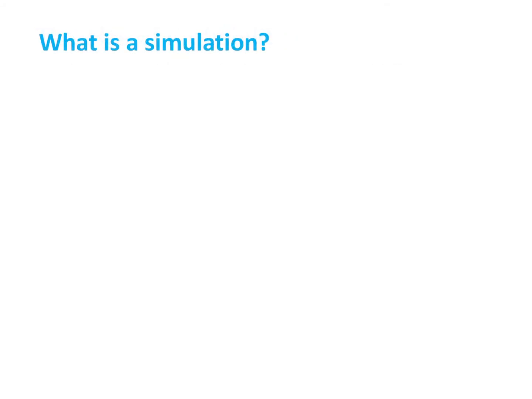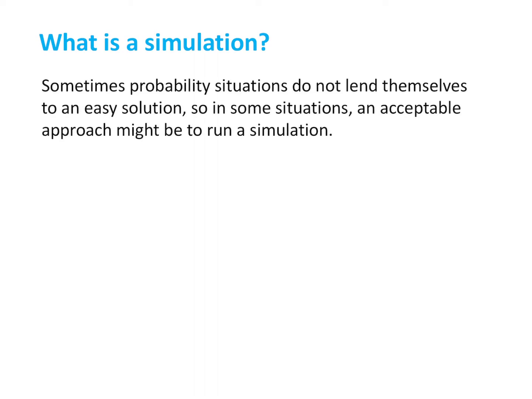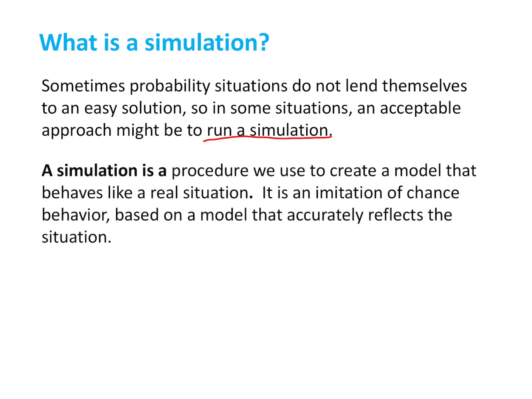So when we do probability, we're going to use simulation to help us a little bit. Sometimes probability situations do not lend themselves to an easy solution, or they're not something easy for us to do in real life over and over. So an acceptable approach is for us to run a simulation of some kind. A simulation is a procedure we use to create a model that behaves like a real situation that we might not be able to do in real life.